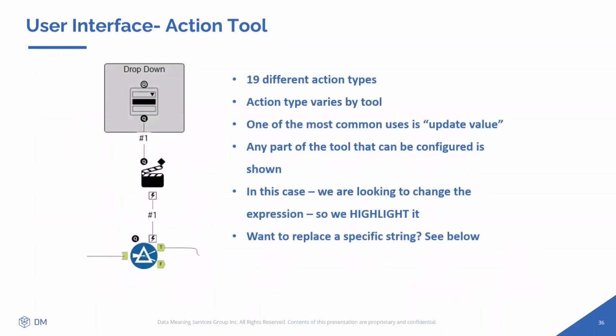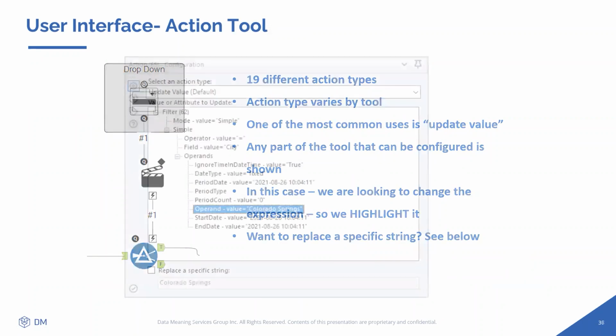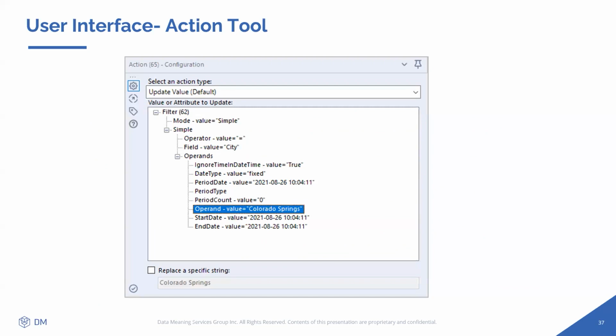So here, as an example, we have 19 different action types. So we have drop down, list, text box, map. So we have a lot of options there. And for each of those, you have the option here. So this is the action tool. You have the option to update value. So let's say here, in this case, I have the operands. I'm changing the Colorado Springs to a different filter selected by the user. So that's how it's configured.